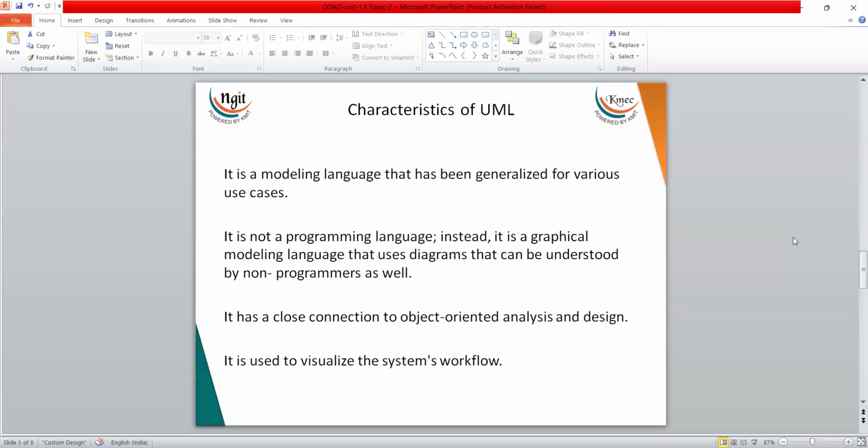Coming to the characteristics of UML, it is a modeling language that has been generalized for various use cases. It is not a programming language. Instead, it is a graphical modeling language that uses diagrams that can be understood by non-programmers as well. It has a close connection to object-oriented analysis and design. It is used to visualize the system's workflow.